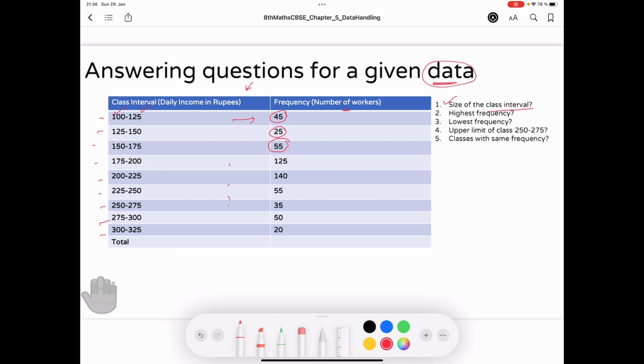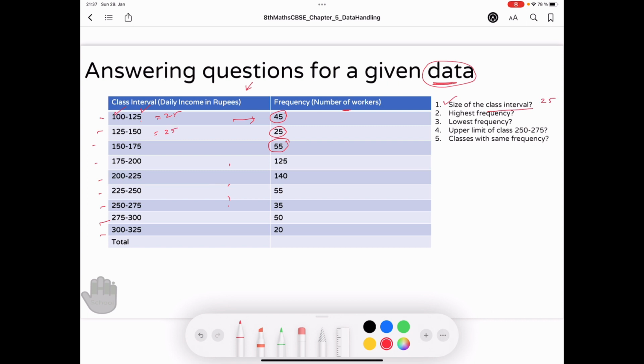So 125 minus 100 is 25. Okay, so this class size is repeated. Size of the class interval is repeated across that. It's uniform within the data. Okay, so the difference between 150, the upper limit of this class interval, and 125 is again 25. So the size of the class interval is 25.